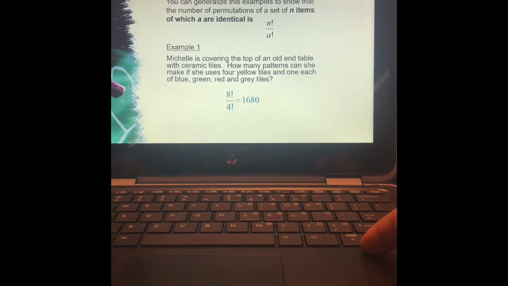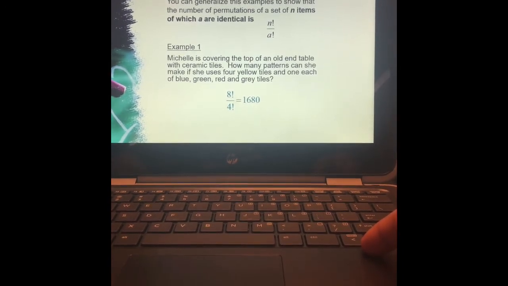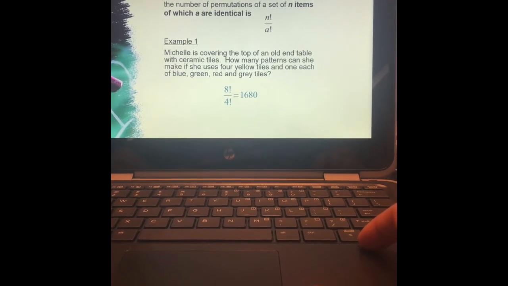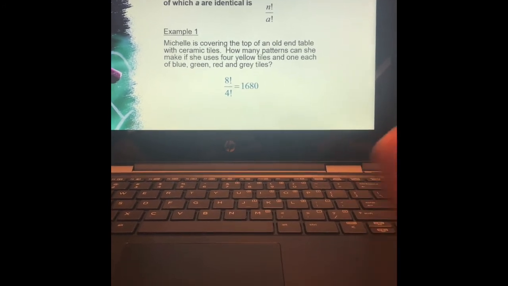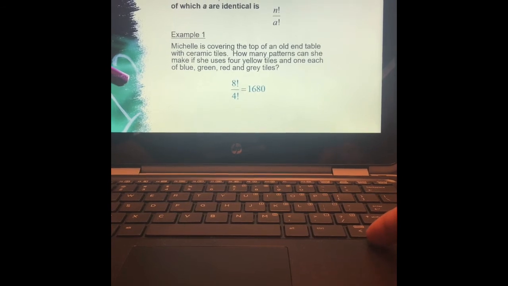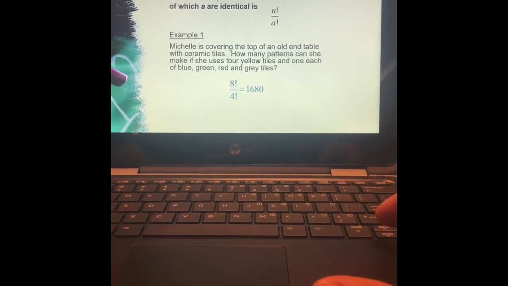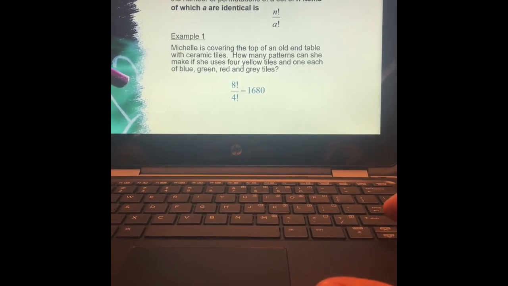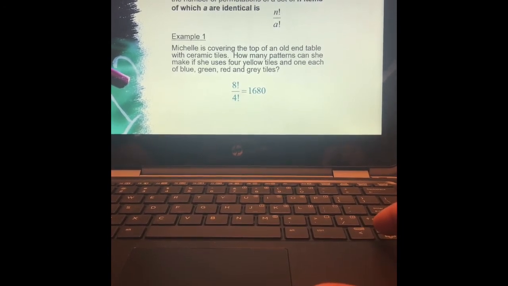But she has a repeat of 4 yellow tiles, so you need to get rid of those repeats, because when you have a yellow first, it doesn't matter which yellow is first, it's a repeat. You can't count it as a different permutation if the same thing is first and the same thing is second. So you have to get rid of the double counting of the 4 yellow tiles, and this is how you do it. 8 factorial divided by 4 factorial, because there's 4 yellow tiles. If there were 6 yellow tiles, it would be 8 factorial divided by 6 factorial, assuming there were 6 yellow tiles and then 1 each of the other types.